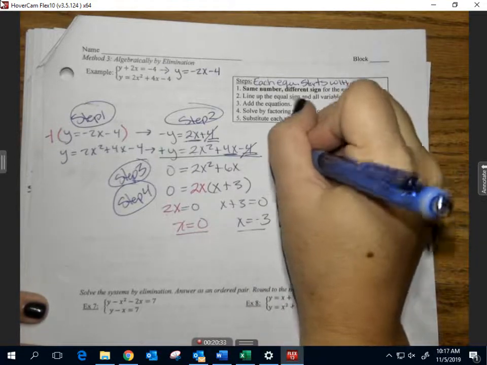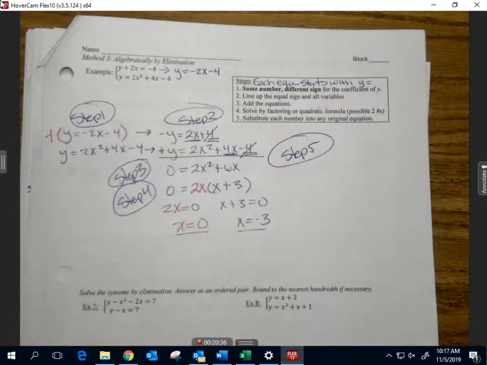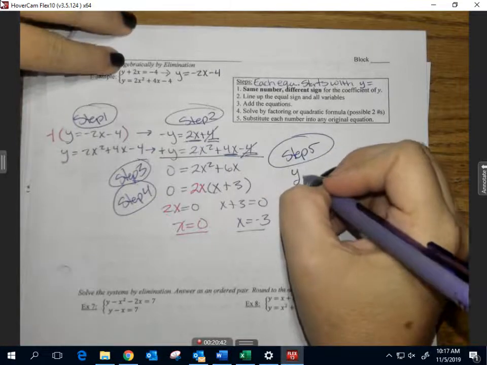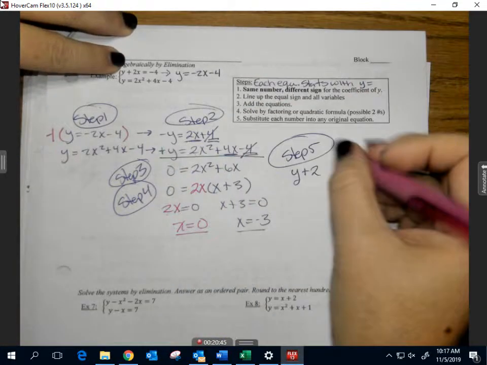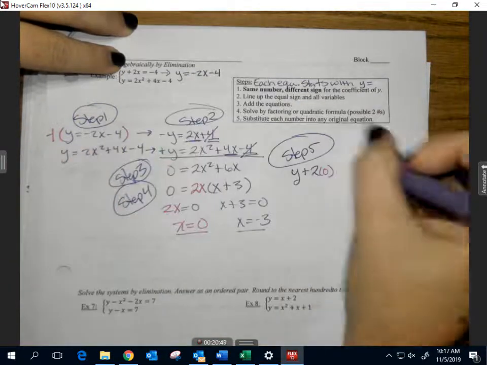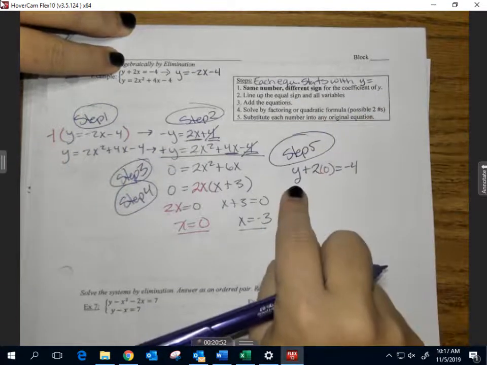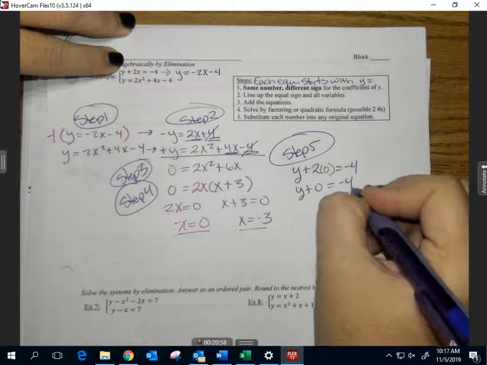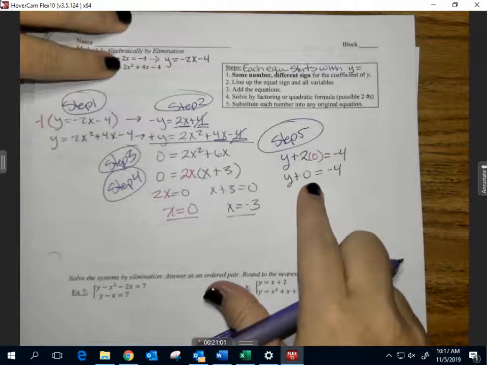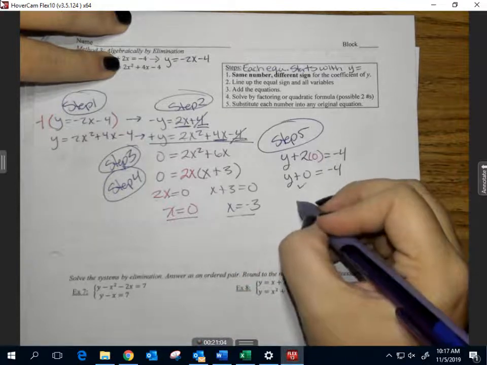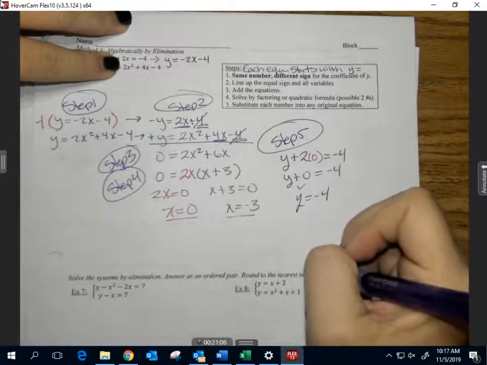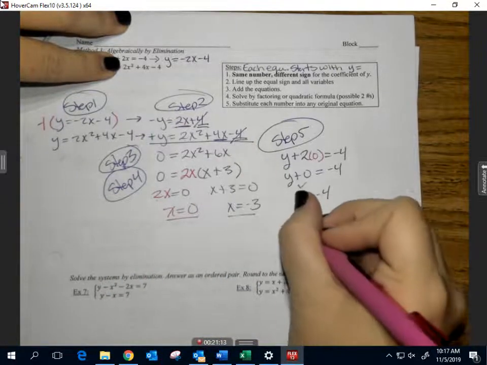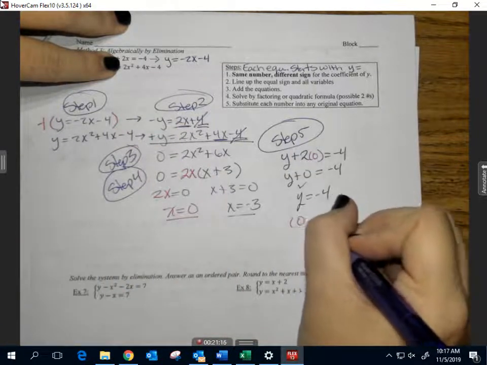So here's step 5. So y plus 2 times 0 equals negative 4. Well, 2 times 0 is 0. What is y plus 0? Y. It's just y. So y equals negative 4. Everybody agree? Alright, so we have our first point. Our first point is 0, negative 4.